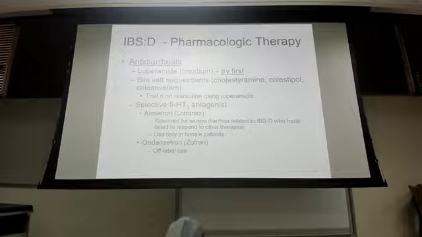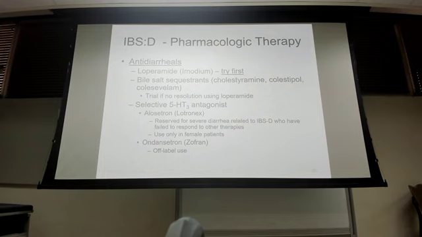It's only used in female patients because of really bad side effects, and they found it doesn't work in men, and you have to have a special agreement for providers to use it. So this is going to be a specialist usually, because ischemic colitis can be caused by alosetron, Lotronex. It's nothing you're going to be prescribing to your patient. That's going to be a specialist because of the side effects.